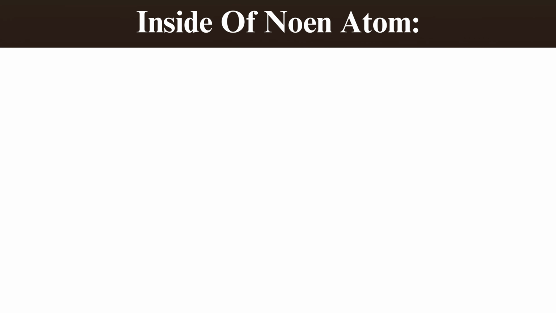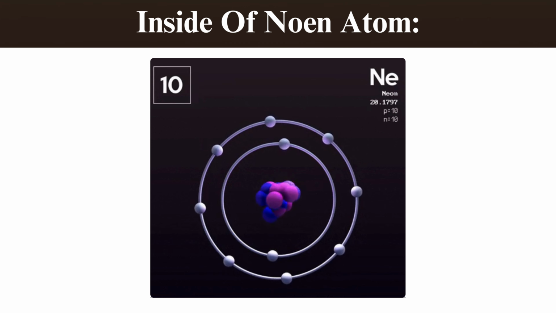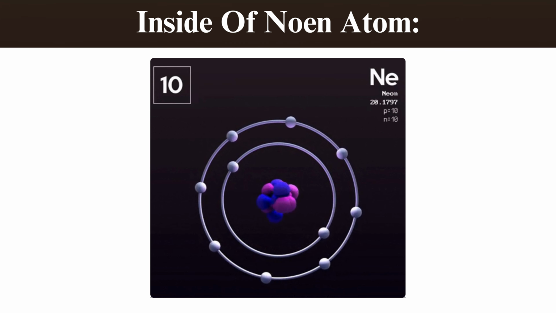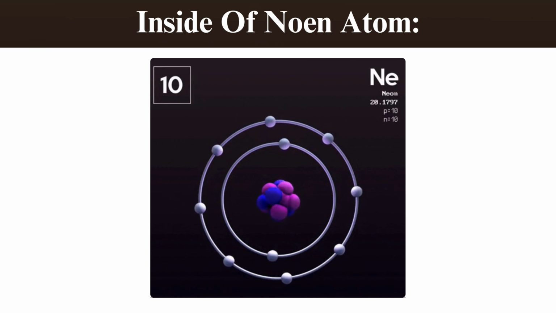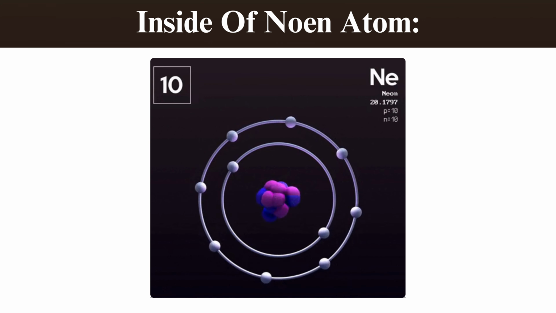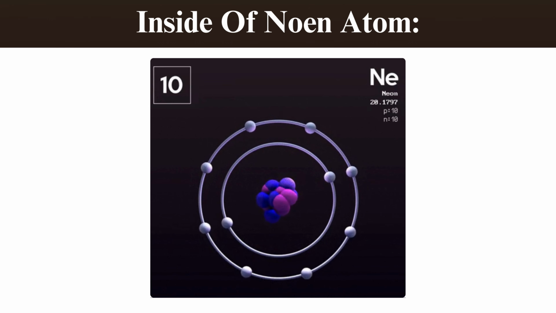Inside neon, you can see the central part is protons and neutrons, and there are two shells, shell 1 and shell 2. The first shell contains 2 electrons, and the second shell will contain 8 electrons.